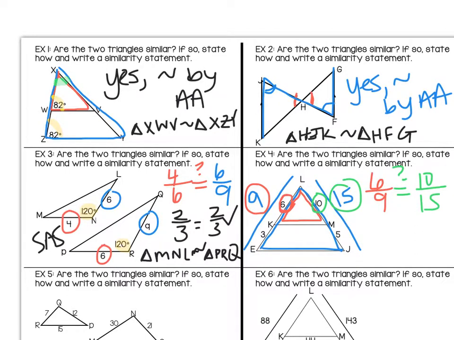So we'll reduce. I can divide those by 3 and get 2/3. Divide those by 5 and I get 2/3. But that so far is just talking about two sides. Where does my angle come in? Once again, it's an overlapping triangle, so angle L is in common with both. So we would say that triangle LKM is similar to triangle LEJ by side, angle, side.